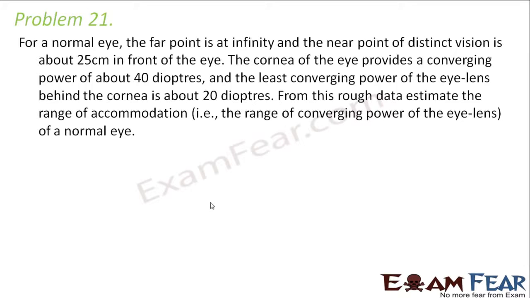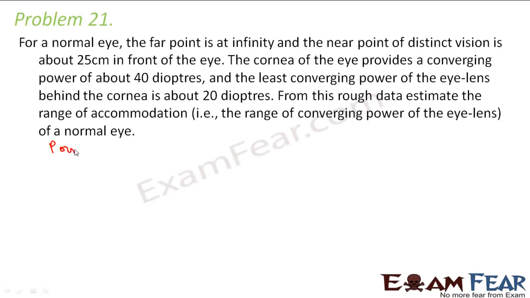It says that for a normal eye, the far point is at infinity and the near point is about 25 centimeters from the eye. The cornea of the eye provides a converging power of about 40 diopters, and the least converging power of the eye lens behind the cornea is about 20 diopters. From this rough data, estimate the range of accommodation. That means what is the range of view from near point to far point.